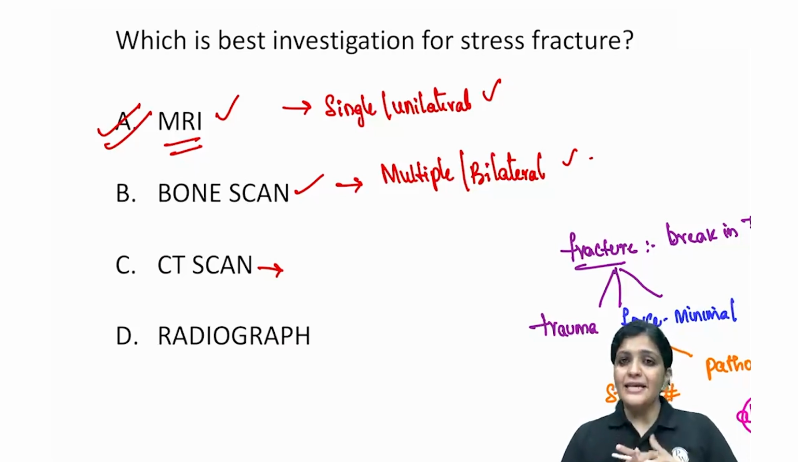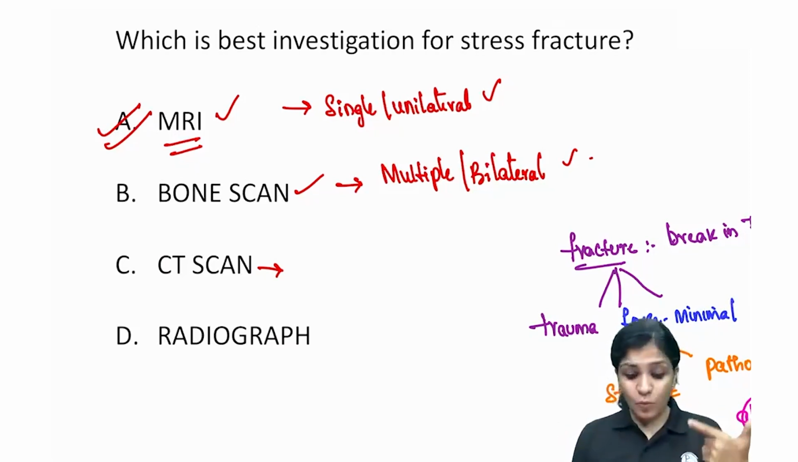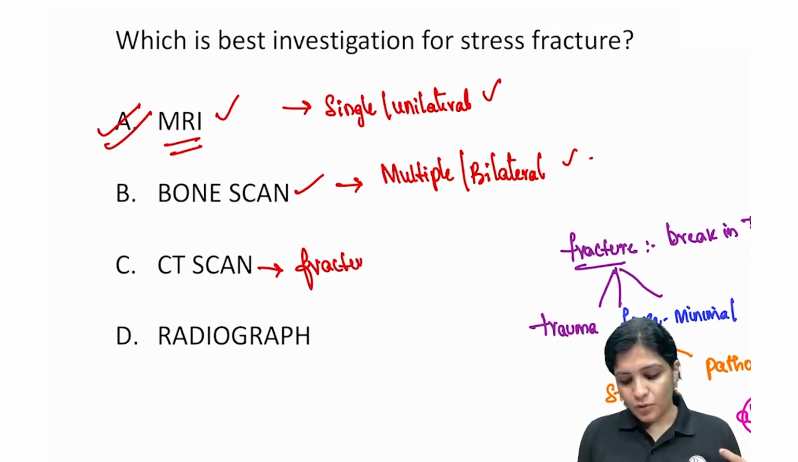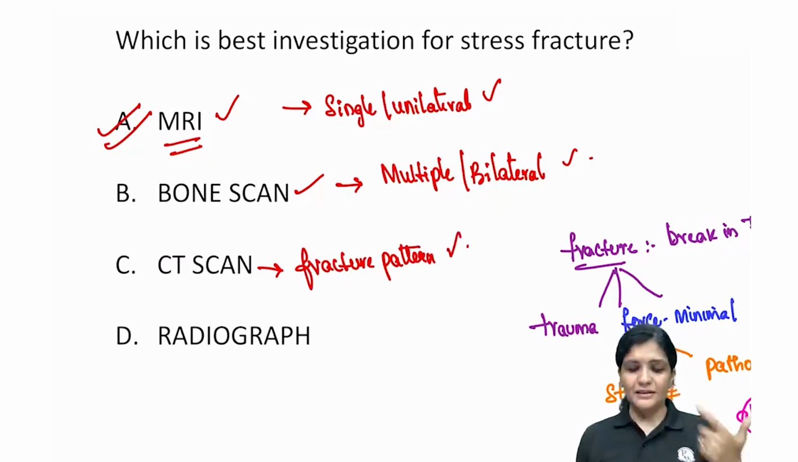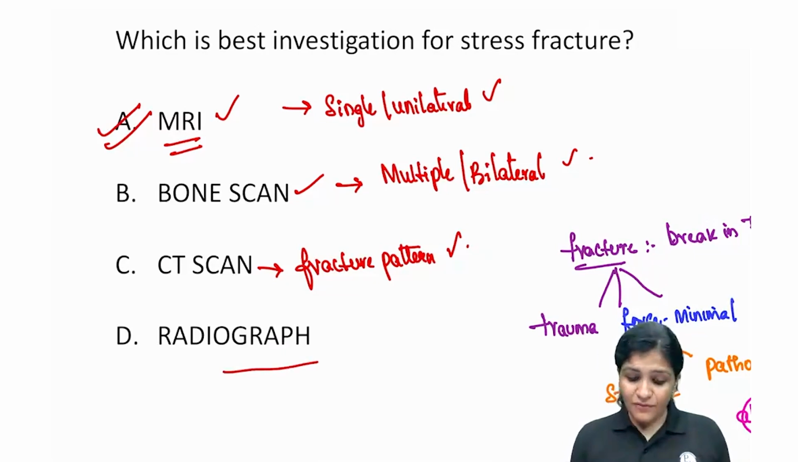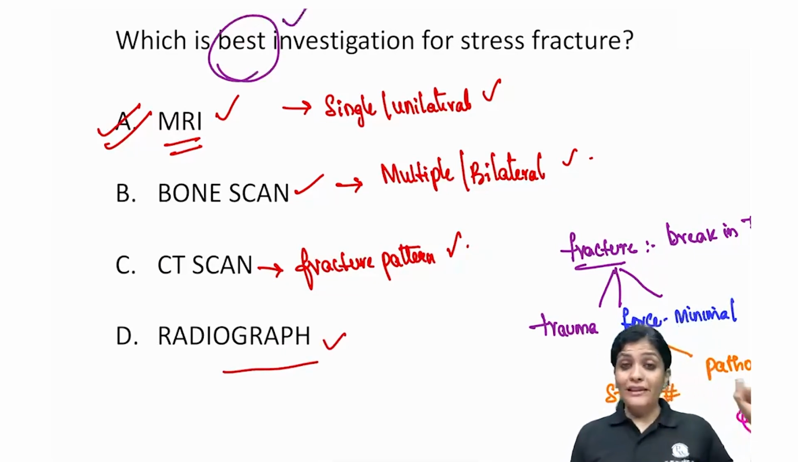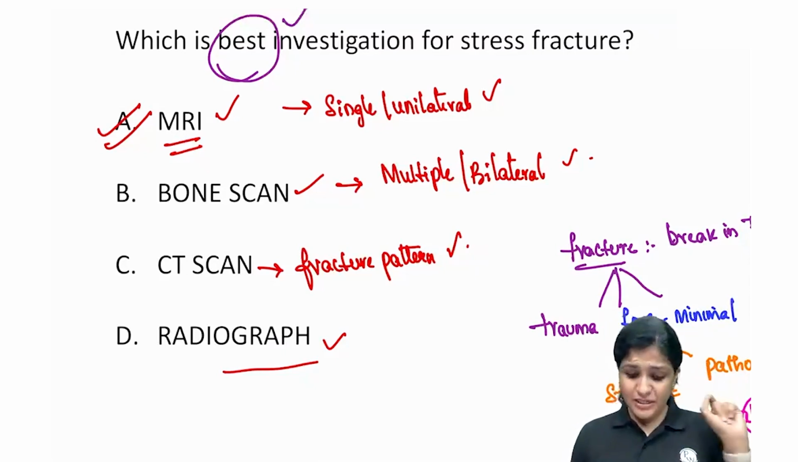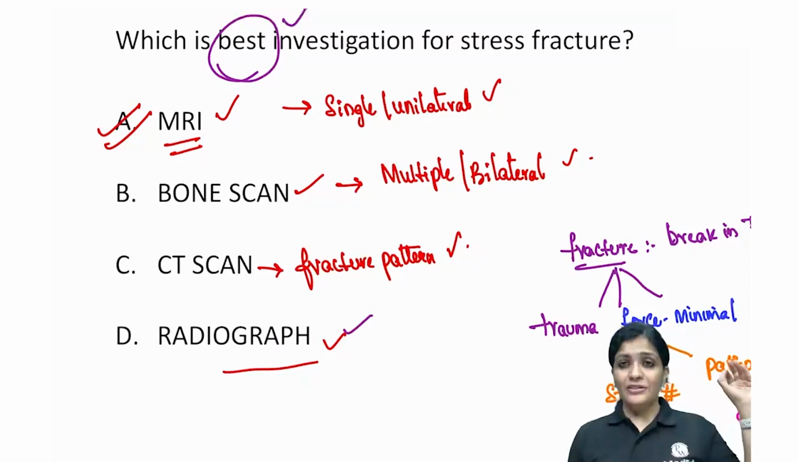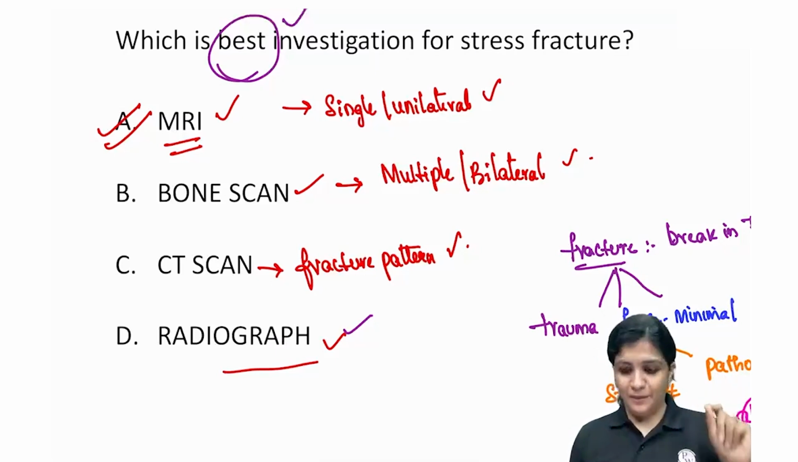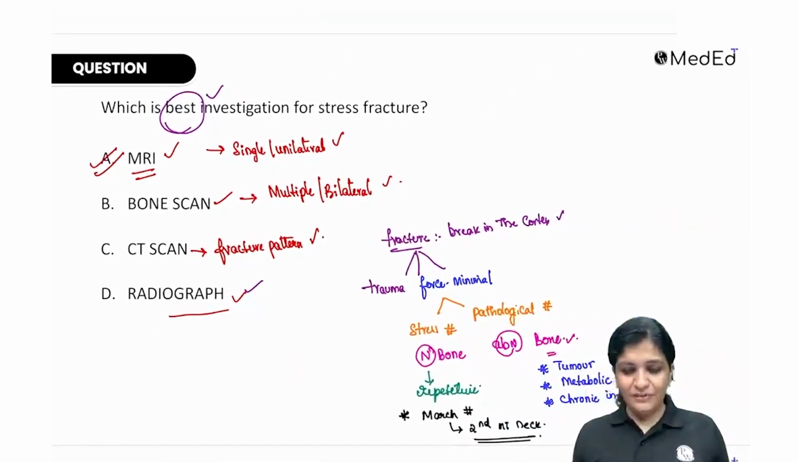CT scan is used whenever you want to talk more about the fracture pattern. So you want to understand more about the fracture pattern or the periarticular area. Yes, that is where your CT scan is used. Radiograph is also used, but they have asked you the best investigation. When they ask you what is the initial investigation or the first investigation, then you go for radiograph. But when they ask you the best, it is the MRI, right? So that is how we have learned everything which is present around this question.